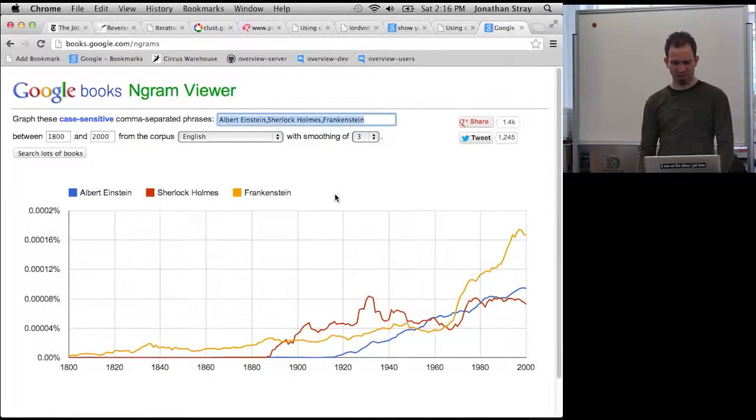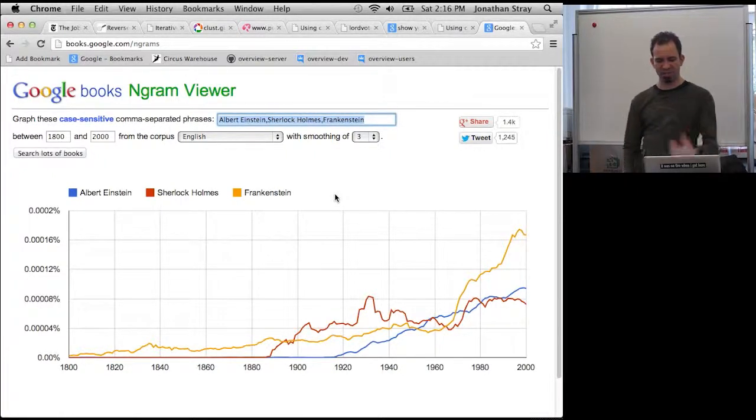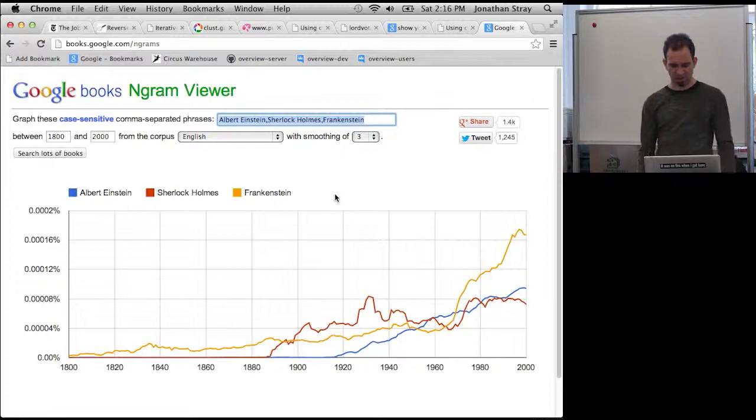This is one of my favorite things. Oh, here we go. Albert Einstein, Sherlock Holmes, Frankenstein. So Albert Einstein is a bigram, meaning two words. Sherlock Holmes is the same, Frankenstein. So there you go. You can sort of see it's interactive. Of course, you don't get Frankenstein until after the book is published.